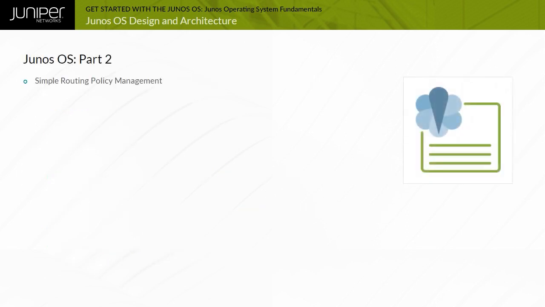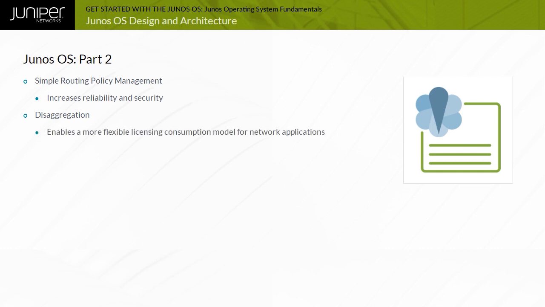Junos OS supports fine-grained network traffic controls, while separate control and data planes increase reliability and security. Over time, Junos OS has evolved from a monolithic operating system to a disaggregated network operating system, where the Junos OS has become independent of the hardware, and the operating system itself has been separated into its individual parts. This disaggregation enables a more flexible licensing consumption model for network applications and enables a DevOps approach that simplifies complex network operations and improves service agility.